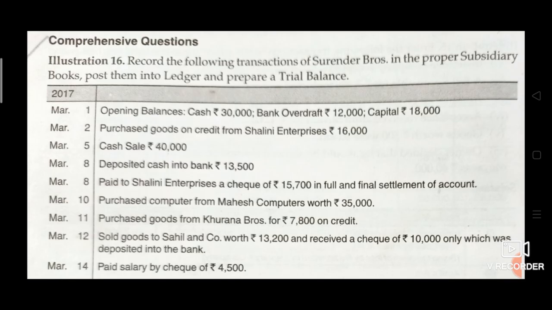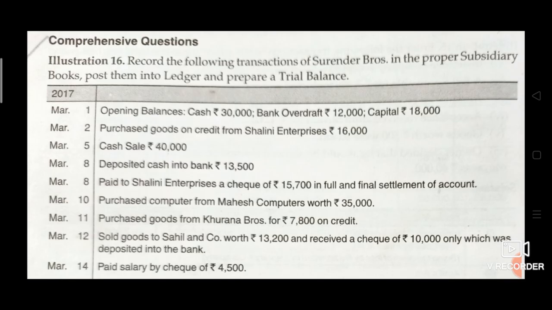March 2nd, purchase goods on credit from Shalini Enterprises rupees 16,000. This is entry of credit purchases, so it will be entered in purchase book. March 5th, cash sales rupees 40,000. It will be recorded in cash book. March 8th, deposited cash into bank rupees 13,500, cash book. 8th March, paid to Shalini Enterprises a check of rupees 15,700 in full and final settlement of account. It will be recorded in cash book.